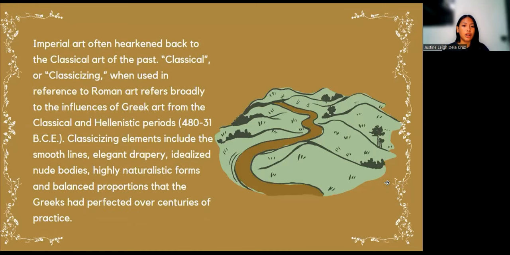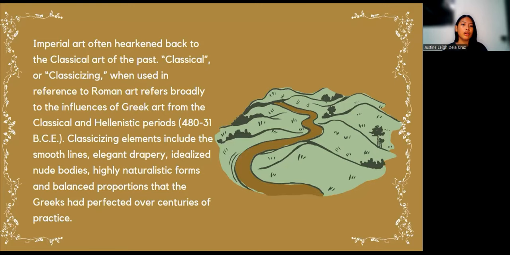Imperial art often harkened back to the classical art of the past. Classical or classicizing, when used in reference to Roman art, refers broadly to the influences of Greek art from the classical and Hellenistic periods, or 480 to 31 before Common Era. Classicizing elements include the smooth lines, elegant drapery, idealized nude bodies, highly naturalistic forms, and balanced proportions that the Greeks had perfected over centuries of practice.